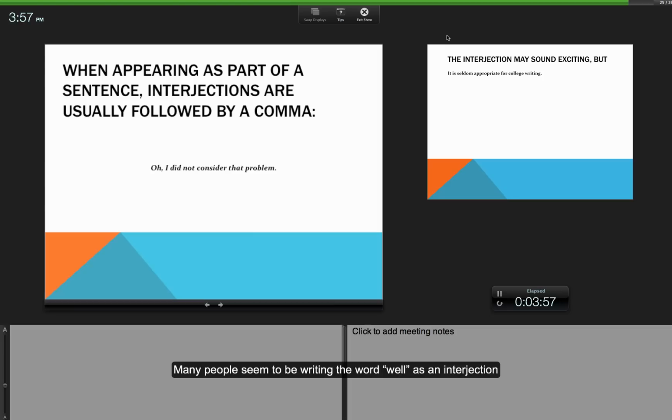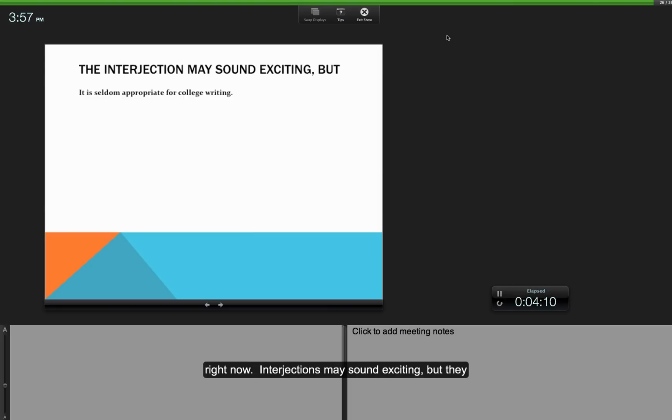Many people seem to be writing the word well as an interjection. Well, I told you about this before. We don't use those in academic writing, so please remove well from your writing right now. Interjections may sound exciting, but they seldom are appropriate for college writing.